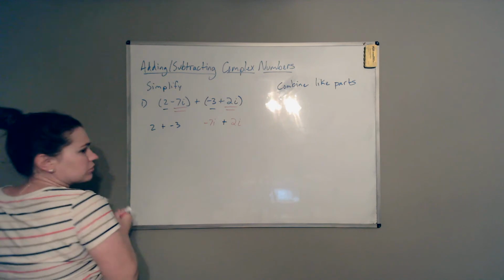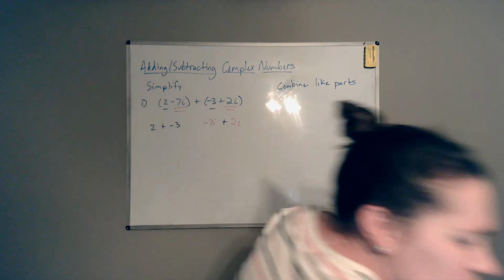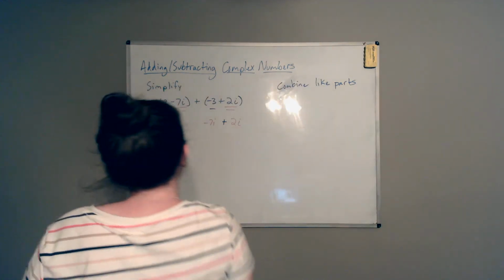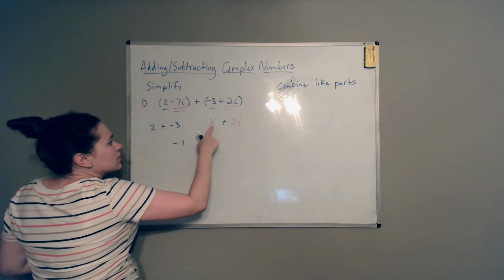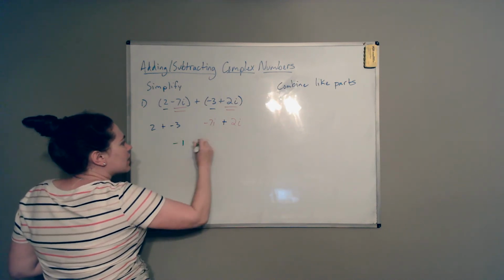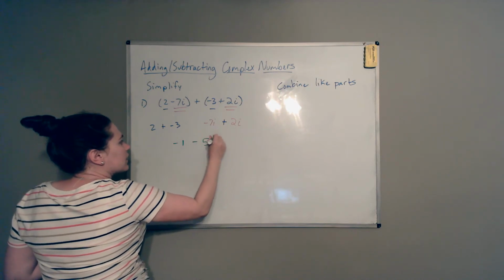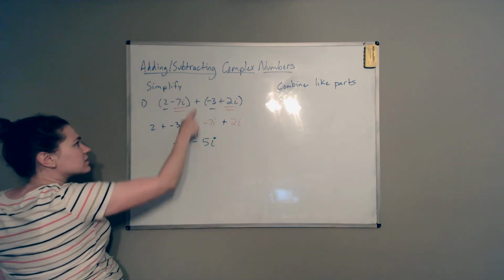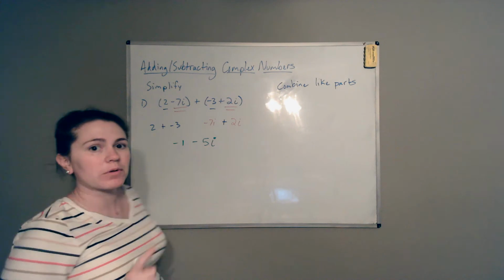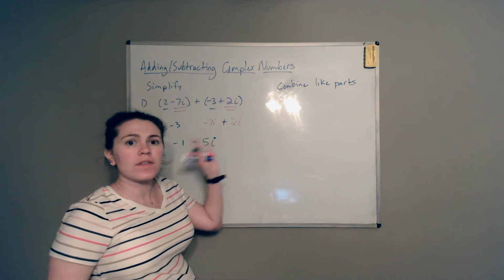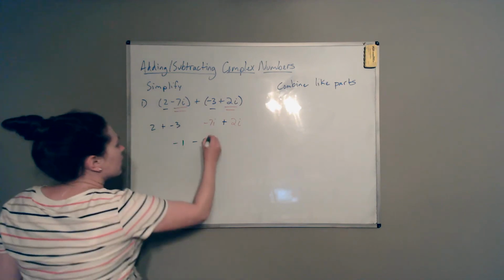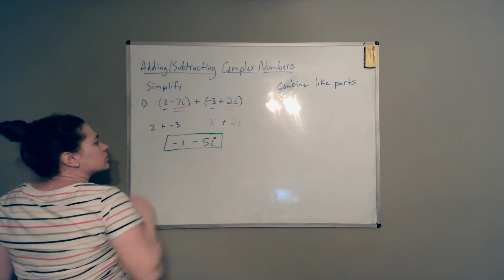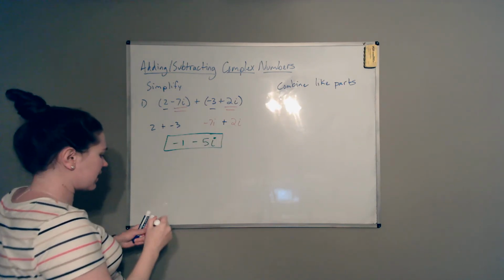So now just simplify each part. We have 2 plus negative 3 is negative 1. Negative 7i plus 2i is negative 5i. Do not think you bring this plus sign down. This plus sign is telling you the operation that you should be doing with like parts. You should be adding like parts. So our sum is negative 1 minus 5i.